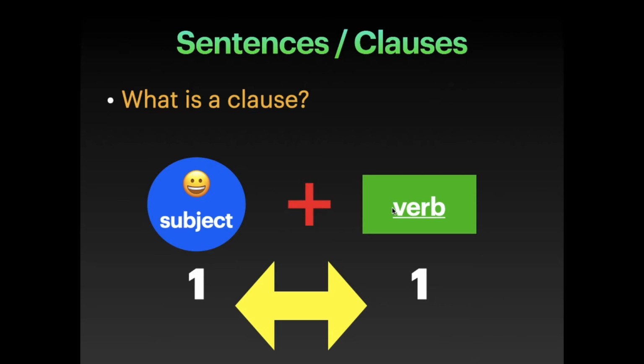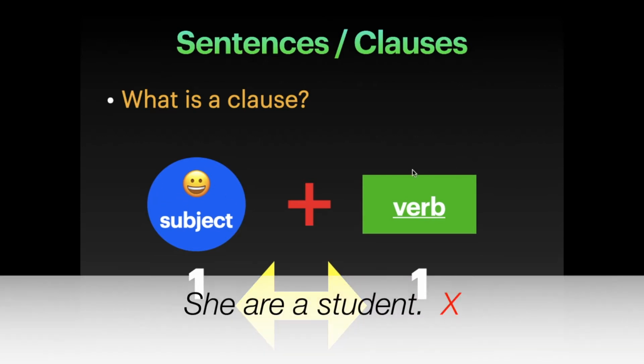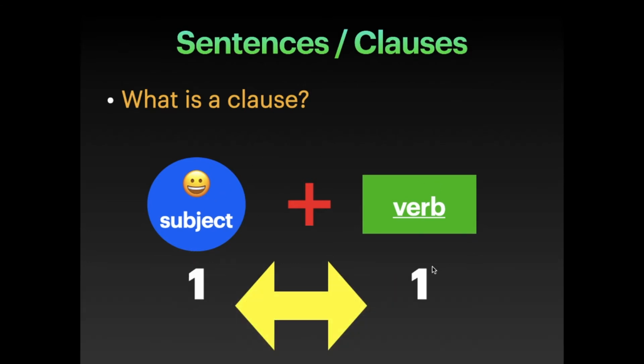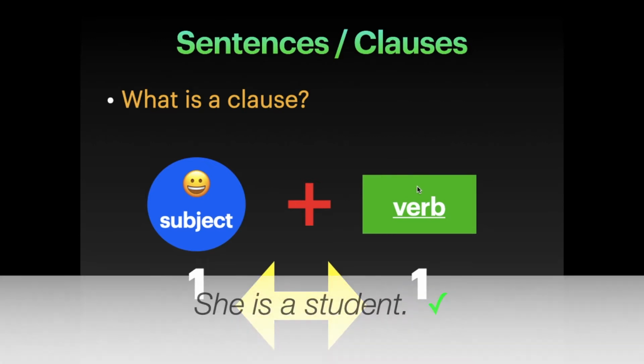O sea, tiene que haber concordancia entre este sujeto y el verbo. For example, if my subject is she and my verb is are, she are a student. I have one subject and one verb, but it's not correct because the subject and the verb do not agree. Tiene que haber un sujeto por cada verbo, pero aparte tiene que haber concordancia. Entonces, she is a student.